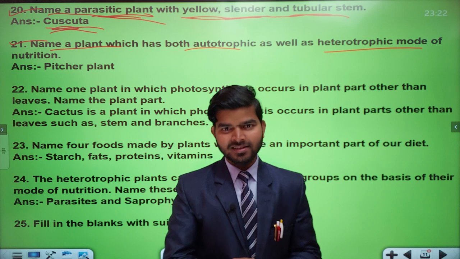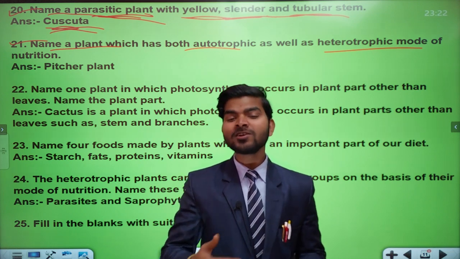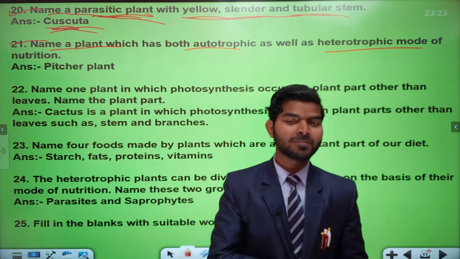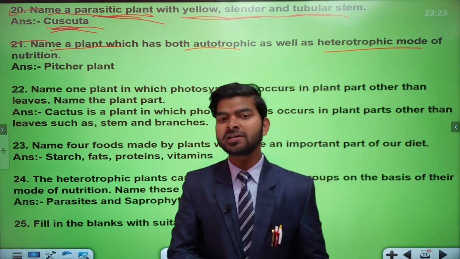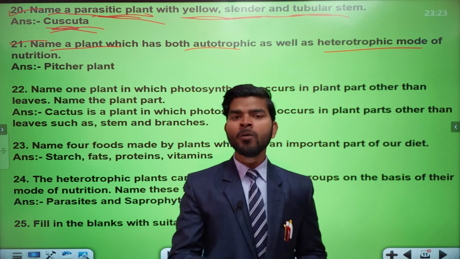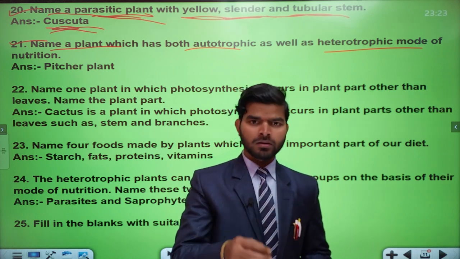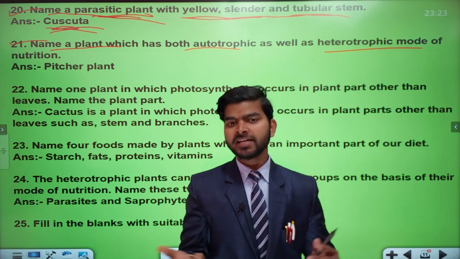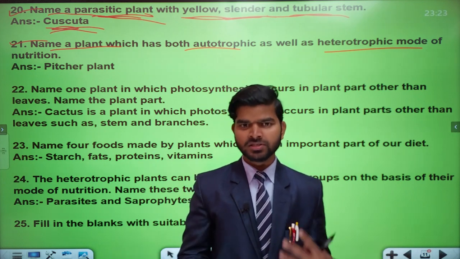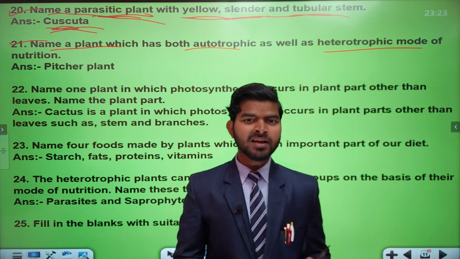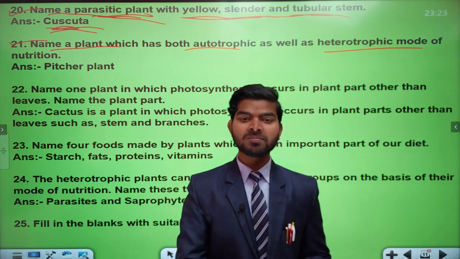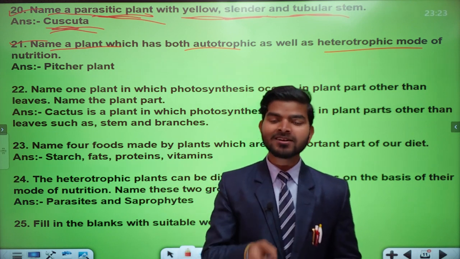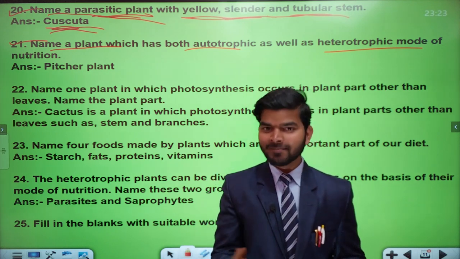Obviously, yes. So for examples of insectivorous plants, can you say pitcher plant? The pitcher plant is the best example because pitcher plants take nutrition from insects. Pitcher plants can eat insects easily and take them in as nutrition. But this doesn't mean that pitcher plants don't do photosynthesis. Pitcher plants can also do photosynthesis because they have leaves.